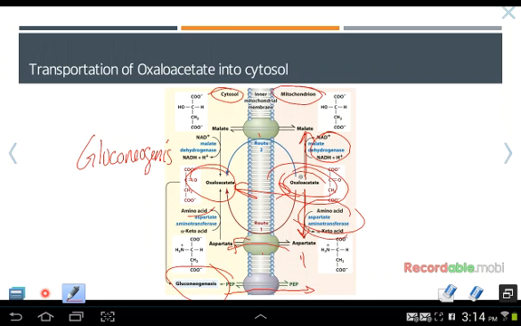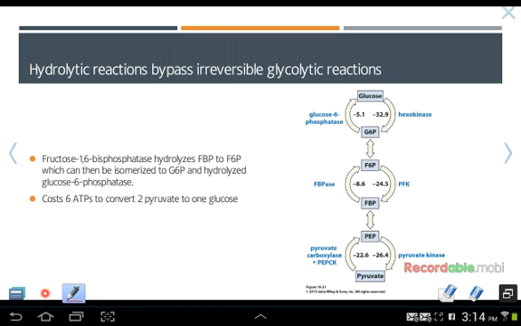Once it's converted back into OXA, it can then be transformed into PEP and then utilized in gluconeogenesis. So we can either make OXA into PEP on this side and transport, or we must first transport it as malate and then transform back to OXA and then undergo the rest of gluconeogenesis. Hydrolytic reactions then bypass the other irreversible reactions of the glycolysis reaction.